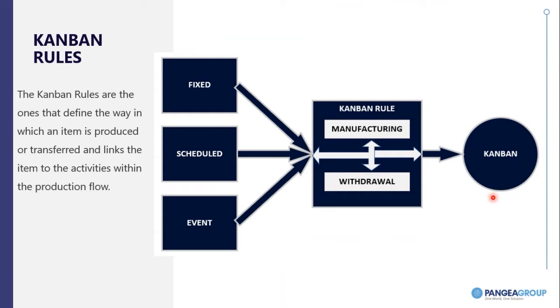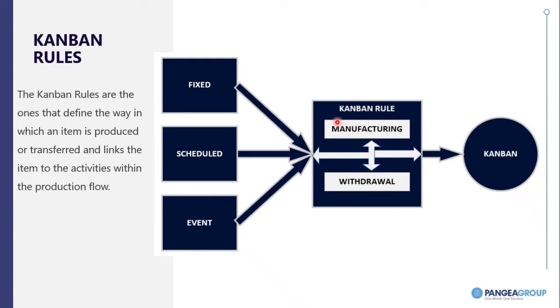can be classified by two things. The first one is the replenishment strategy, which we can see here is fixed, schedule, and event, and we will look at them in a minute. And according to the Kanban type, or the activity that the Kanban is describing.